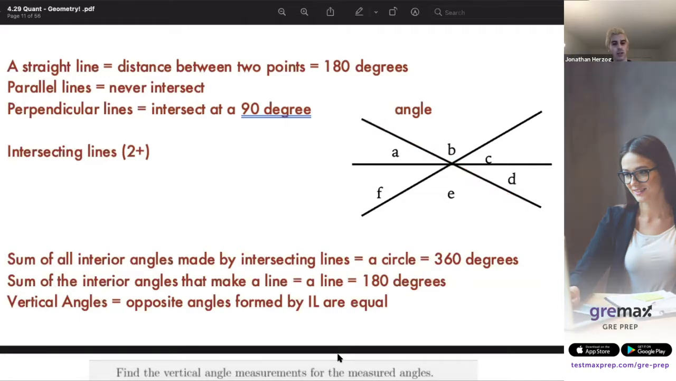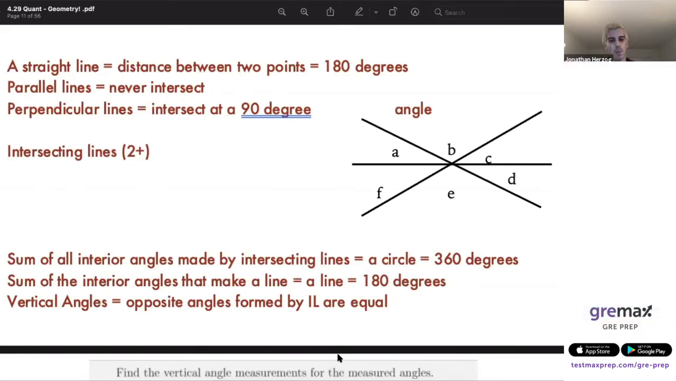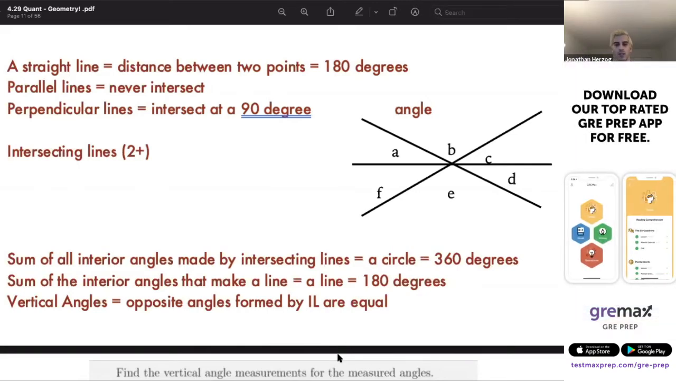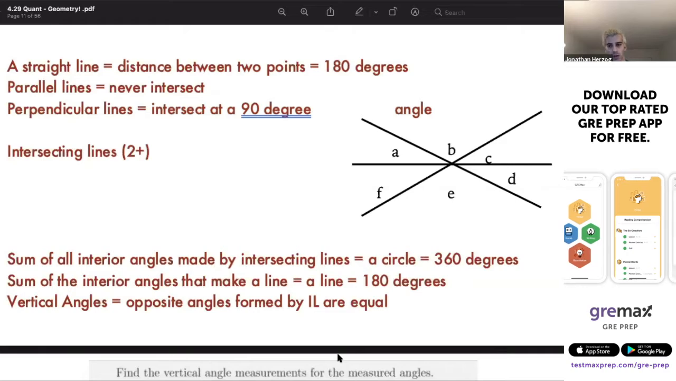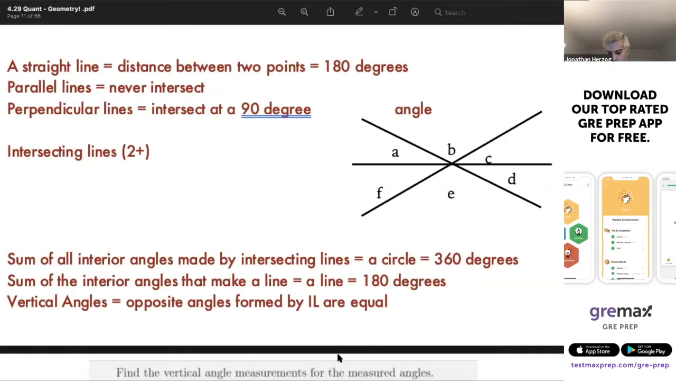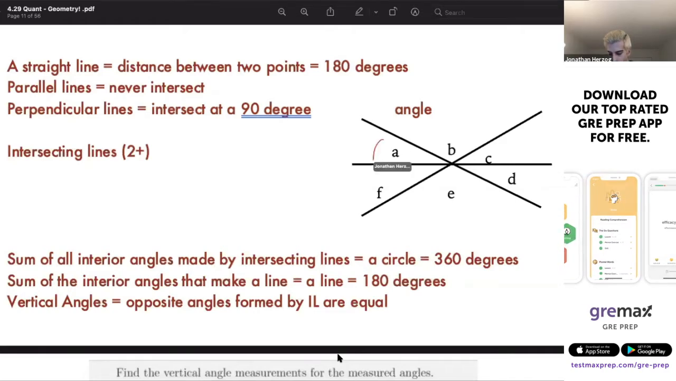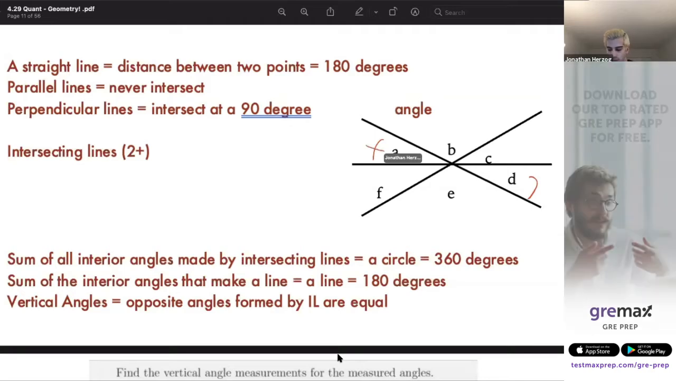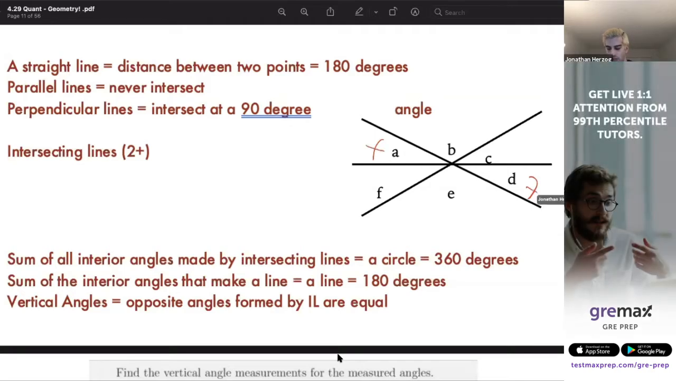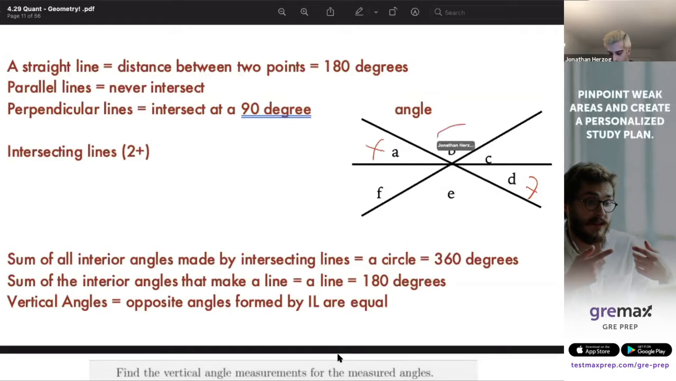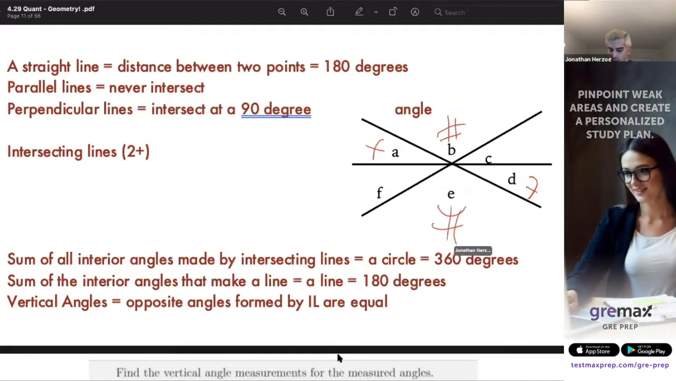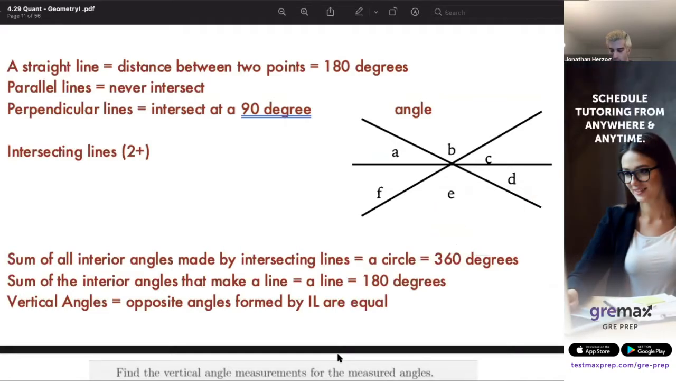Another term of art, vertical angles. So opposite angles formed by intersecting lines, lines that cross one another, are equal. So in this particular case, we see angle A and angle D. We often notate them with little hash marks or little tick marks to indicate that they are equivalent or congruent or equal. Likewise, with angle B, angle E, angle C, and angle F.